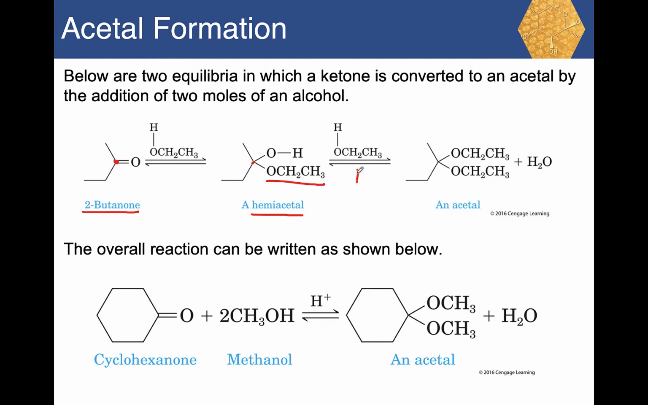If you take another mole of the alcohol as shown here, this OH comes off as water, and now we have two ORs bonded, and that's the acetal. Same here, another example. Carbonyl is the ketone. In this case, we have methanol. So you should be able to recognize the alcohol that's used and the acetal that's formed.